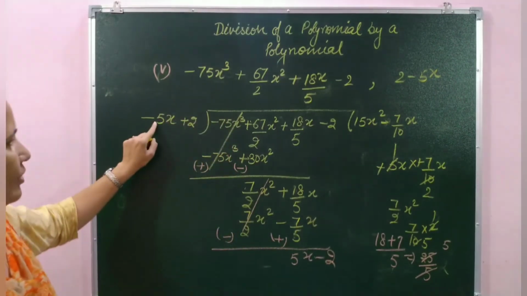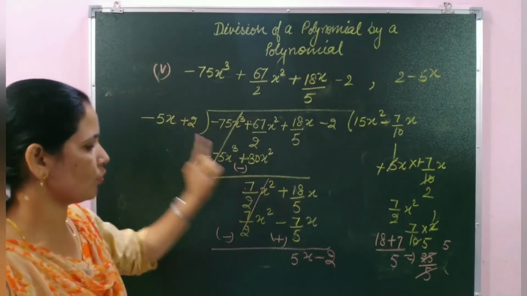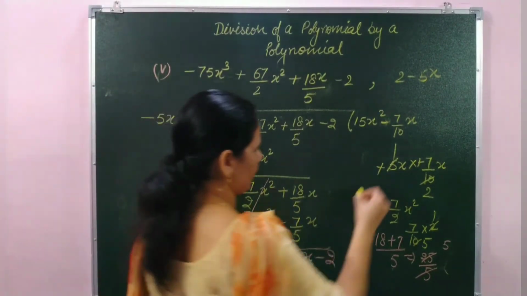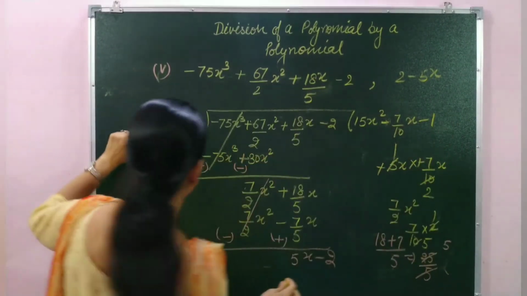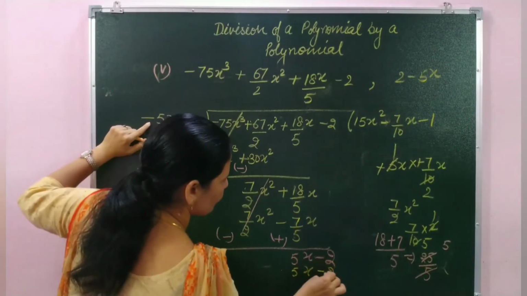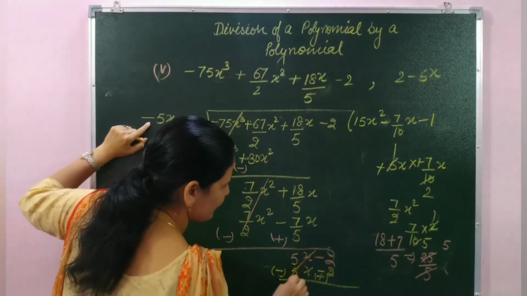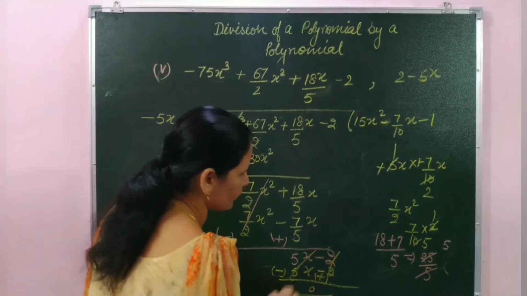So only the sign changes. Here is minus 5x, here is plus 5x. Here is plus 2, here is minus 2. So we multiply with minus 1. So we get here 5x minus 2. Now the sign changes. Here is minus, here is plus. Cancel out and we get the result 0.